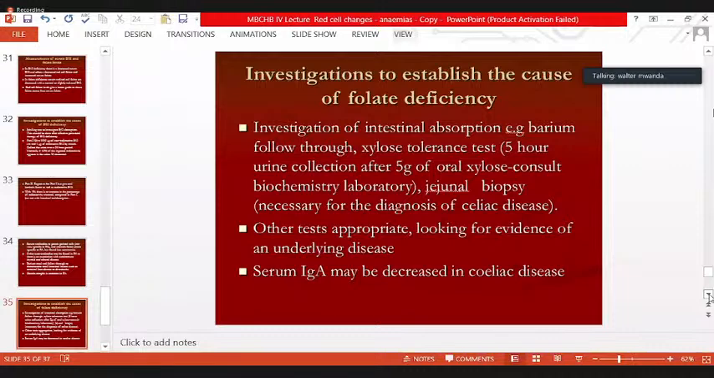Such may be serum immunoglobulin A. This is sometimes found increased in celiac disease. It may be found in certain immunoglobulin abnormalities which lead to malabsorption.